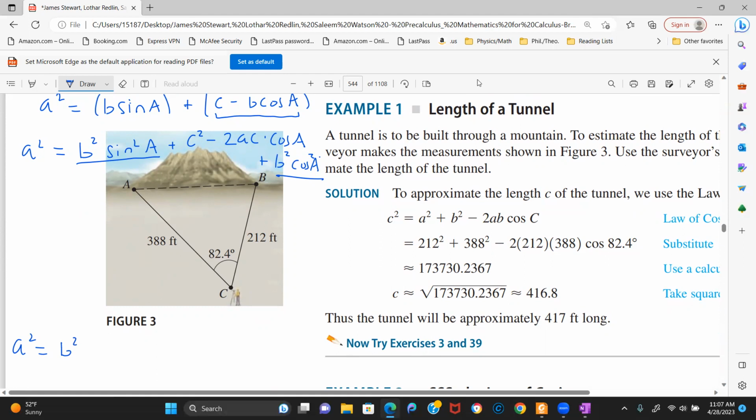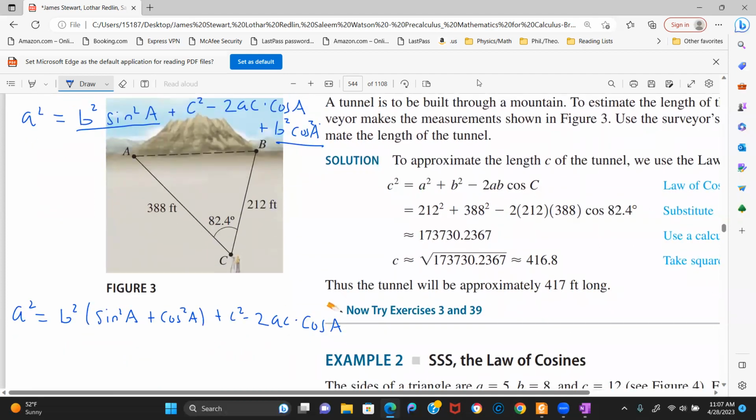So, oh yeah, this is right. And then what you'll get is sine squared A plus cosine squared A plus c squared minus 2ac times cosine of A. Okay, this is close. This almost looks like the law of cosines, the first equation, right?